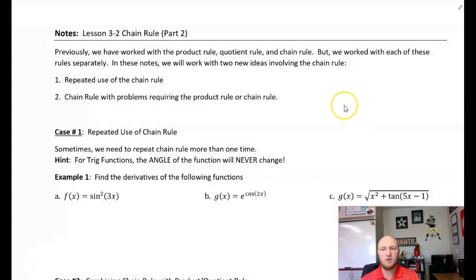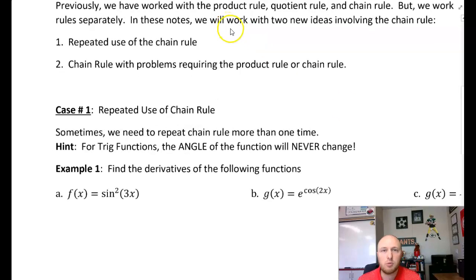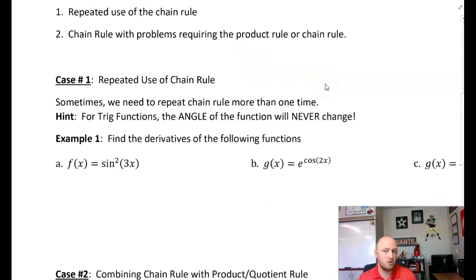So previously we've worked with the product rule, the quotient rule, and the chain rule, but we worked with each of these separately. In this video and lesson, we're going to do a couple of things. One, we're going to use the chain rule repeatedly. It's truly going to be one of those Russian nesting dolls where derivatives just keep popping out of each other. And then secondly, we're going to use the chain rule with problems requiring the product rule, and maybe even the quotient rule.